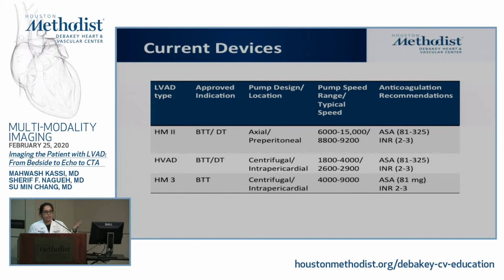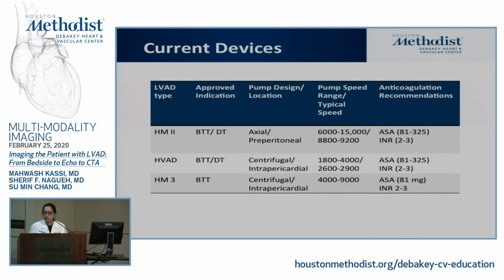Then the speed. Generally, if you're looking at a patient and somebody throws a speed at you, you should be able to tell which VAD it is because they're different speeds. HeartMate 2 varies from 8,800 to actually 16,000, but clinically we use anywhere from 8,800 to 11,000.